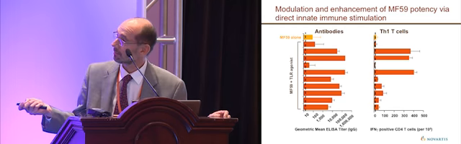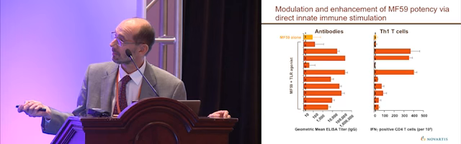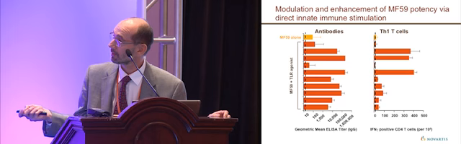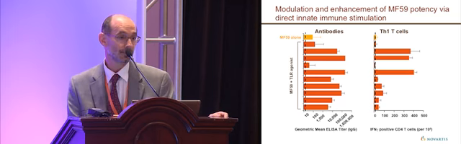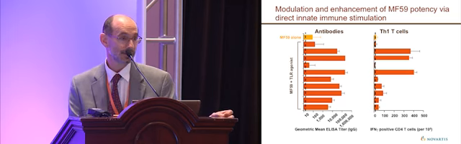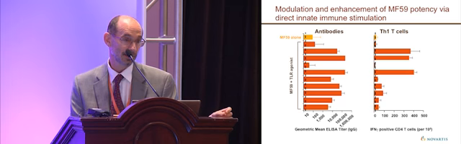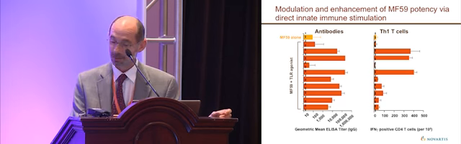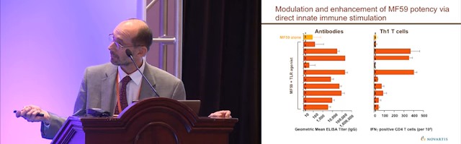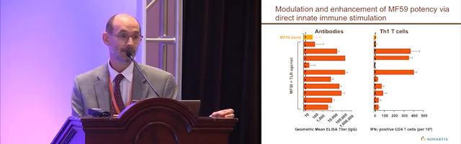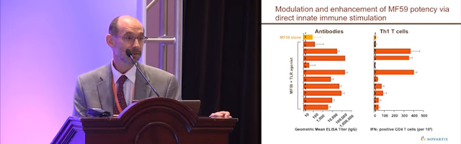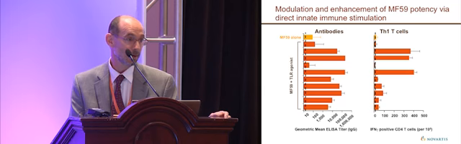And this is a mouse experiment where we looked at antibodies and T cells against HIV envelope protein, either with MF59 alone or by simply adding in a number of different toll-like receptor agonists. And you can see that you can have orders of magnitude enhancement of antibody responses, as well as quite profound shifting of the profile, the phenotype of the helper T cell response, particularly those that would have a Th1 bias, such as TLR3, 7, and 9 agonists.